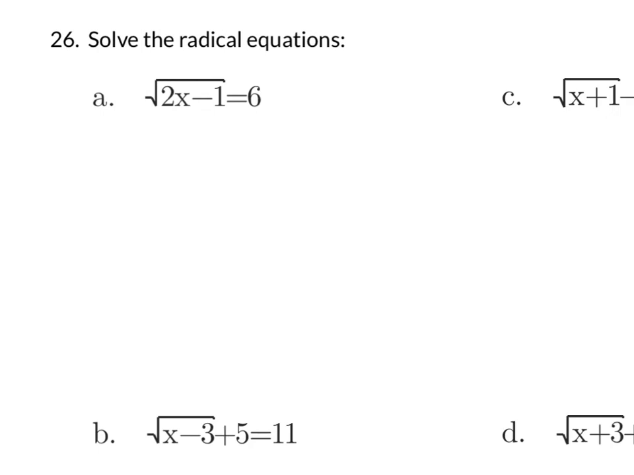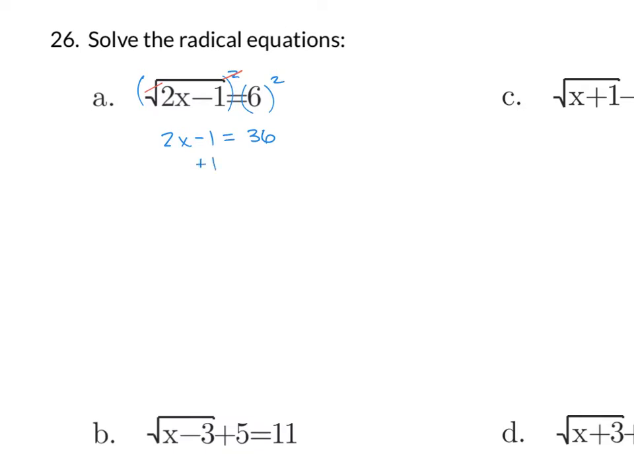Example A, we have the square root of 2x minus 1 equals 6. Our radical, or our root, is already isolated. Everything is underneath the square root. We don't have anything outside. So my first step is going to be square both sides. And if we square both sides, on the left, my root and my square cancel, leaving me with 2x minus 1 equals 6 squared is 36.